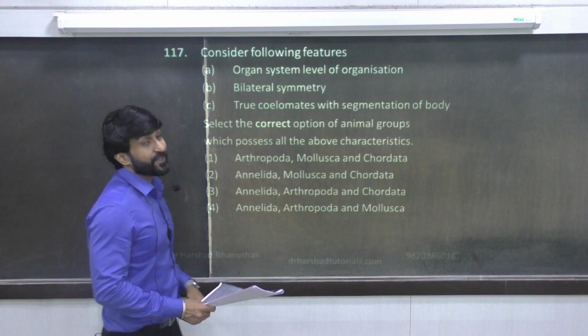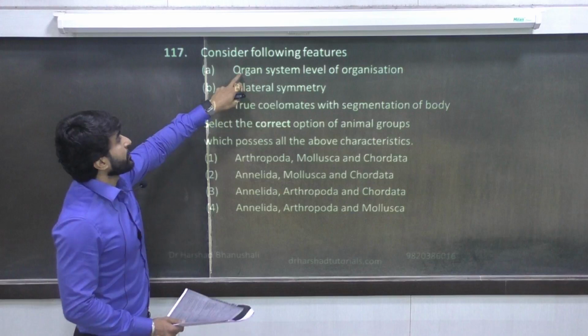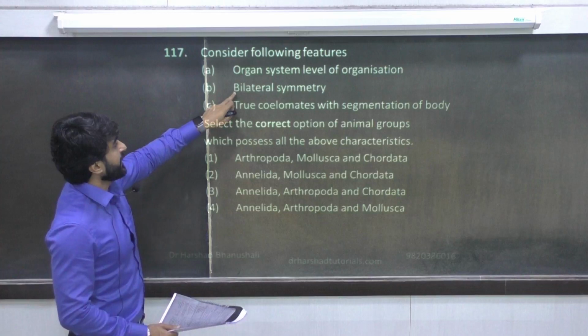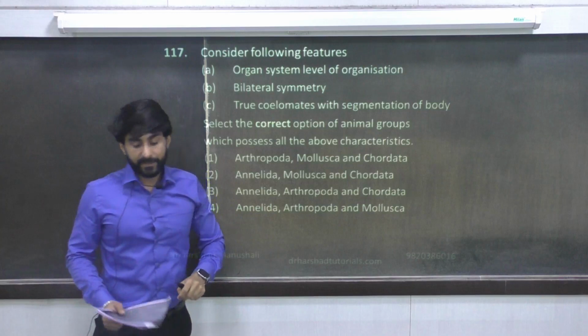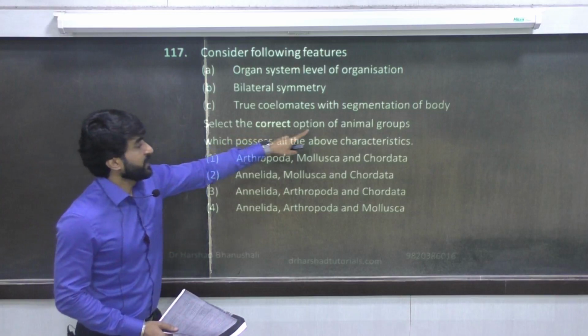Consider the following features. Again, slightly tricky according to me. Three statements have been given. One is organ system level of organization. Next is bilateral symmetry. Third is true coelomate with segmentation. So they have told you which animals possess all three.